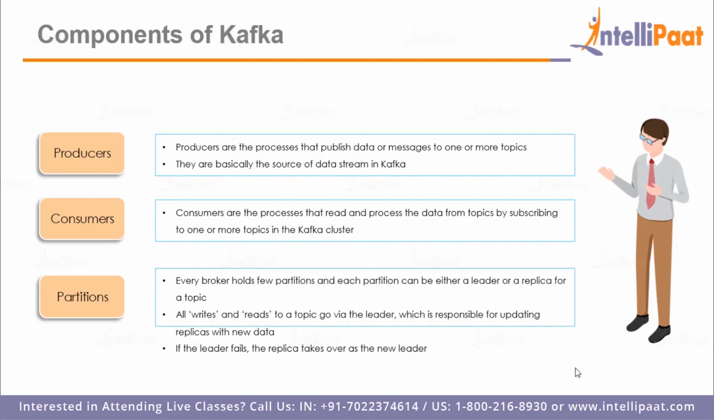Next, we'll understand what are partitions. Every broker holds a few partitions, and each partition can either be a leader or a replica for a topic. When topics are sent from the producer to the consumer, these topics are divided into partitions. You don't send the entire topic as a whole from the producer to the consumer. These are divided into a set of partitions, and these partitions are what are stored in the cluster. All writes and reads to a topic go via the leader, which is responsible for updating replicas with new data. And if the leader fails, then the replica takes over as the new leader. This is why Kafka is known as fault tolerant.